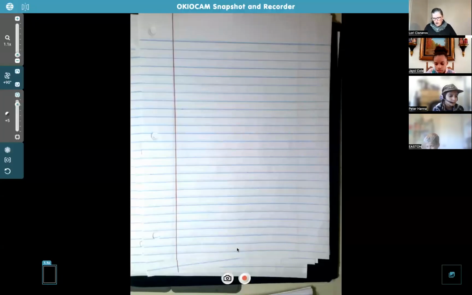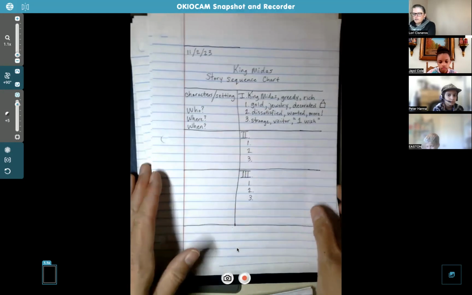Okay, so now that you have the basic order of how stories go, this is totally normal and typical for books and movies and stories. You have the characters, you have the problem, and then you have the solution. So now looking back on the story of King Midas, remember we started with, let's look at your story sequence chart.